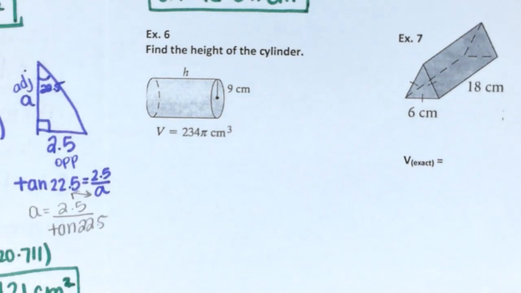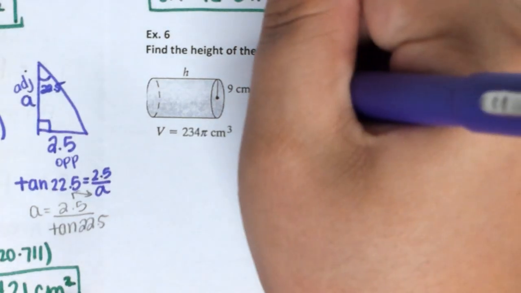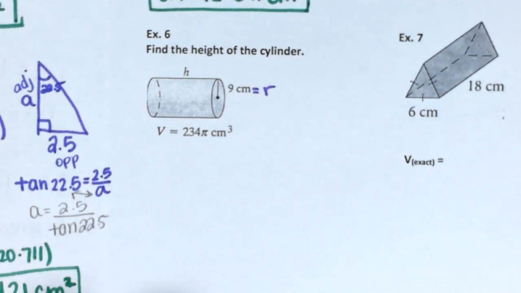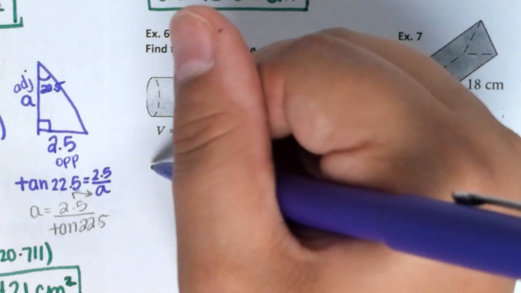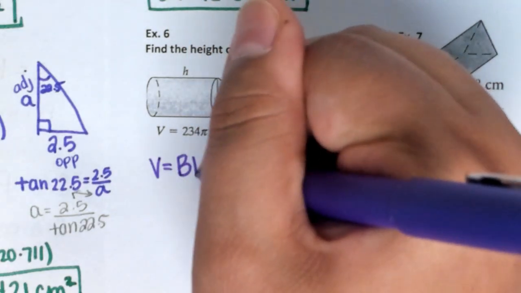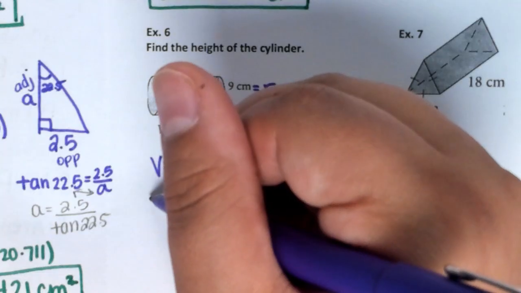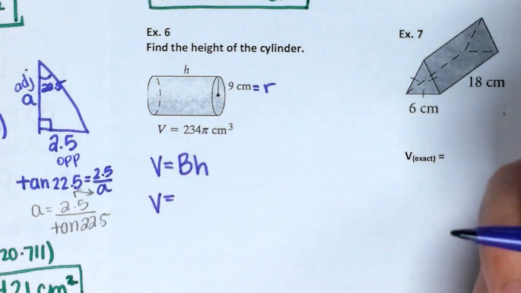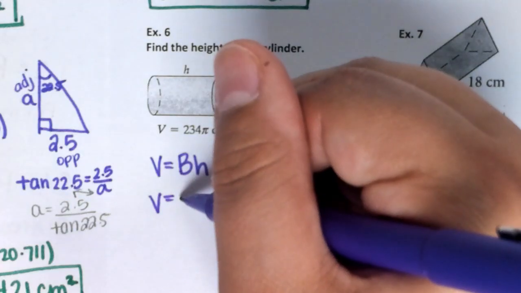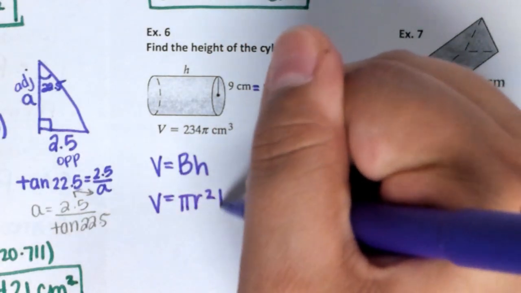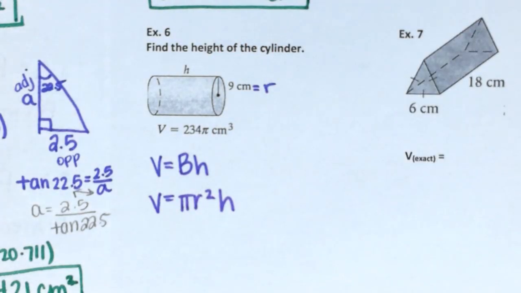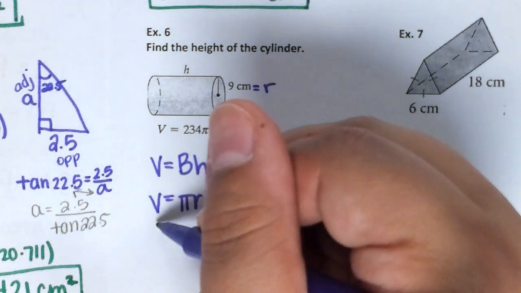Find the height of this cylinder. This time we are going to have to work backwards. I give you the volume. I'm giving you the radius. How do I find the height? Well, volume, do you agree, is big B H? And for a cylinder, what is big B? What's the area of the base of a cylinder? Pi r squared h. Do y'all agree with that? So fill in what you know.